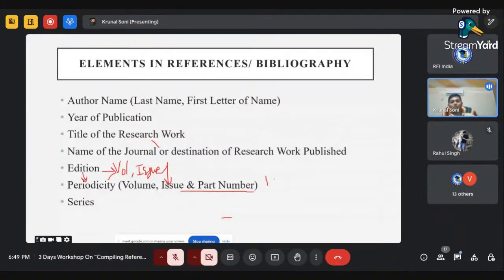Let's say if you are going with an ISBN book, an ISBN book does not have both volume and issue, right? If there is a part, then you can also have this part. And if it is a journal article, then it could be the page number, right? That is what you have to mention as part of the elements of references and bibliography. Clear? Any doubt in this?